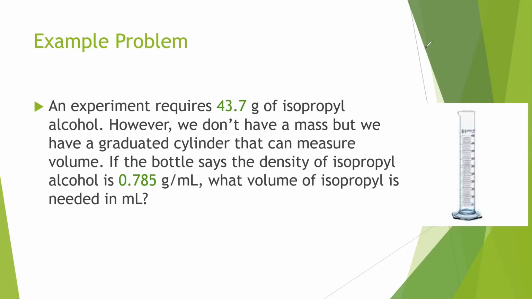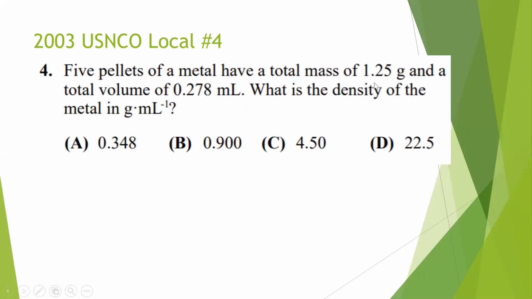And we'll do our last density problem right now. Okay, this is from the Chemistry Olympiad, so this one might be a little challenging. It might still be easy for you. So the question reads, 5 pellets of a metal have a total mass of 1.25 grams and a total volume of 0.278 milliliters. What is the density of the metal in grams per milliliter? So we have 5 pellets of metal. It has a total mass of 1.25 grams and a total volume of 0.278 milliliters. And we want to calculate the density.